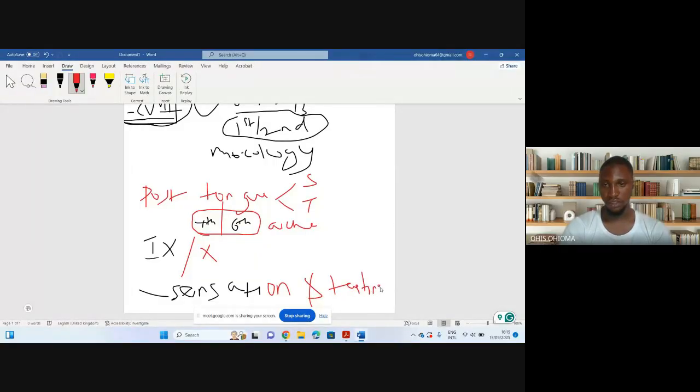And this is commonly tested in the exam. It's commonly tested. So you should know these things I'm writing.